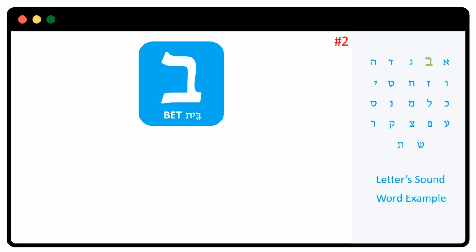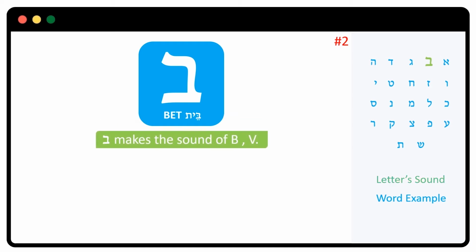Bet. The letter bet makes the sound of the letters B or V. This depends on whether the letter bet comes with or without a dagesh. The dagesh is part of the nikud, and it's this little dot inside of the letter bet. When the dagesh is present inside of the letter bet, the bet makes the sound of the letter B. But if there is no dagesh inside of the letter bet, it makes the sound of the letter V.